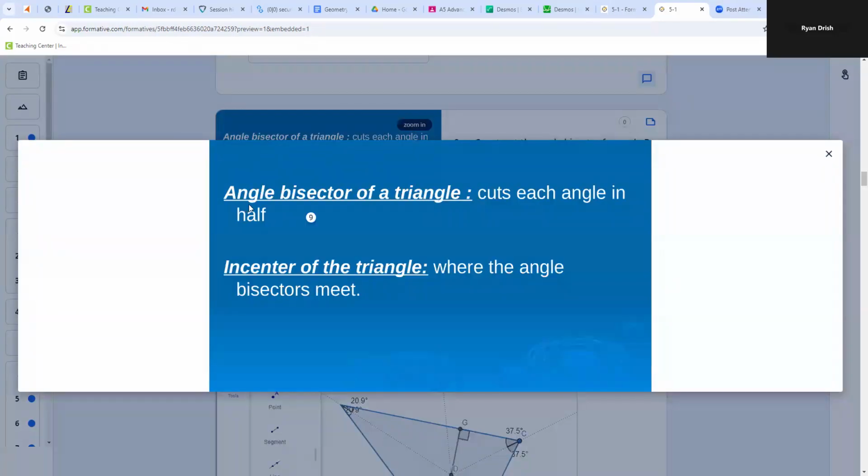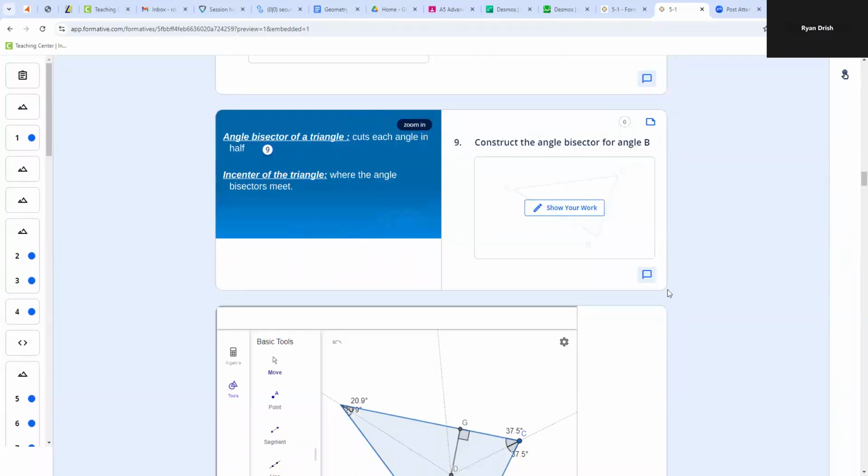In order to construct it, we need to construct not the perpendicular bisector, but the angle bisector. An angle bisector is exactly what it sounds like. It is the bisector that cuts each angle in half. The incenter, the second center we're talking about today, is where the angle bisectors meet.